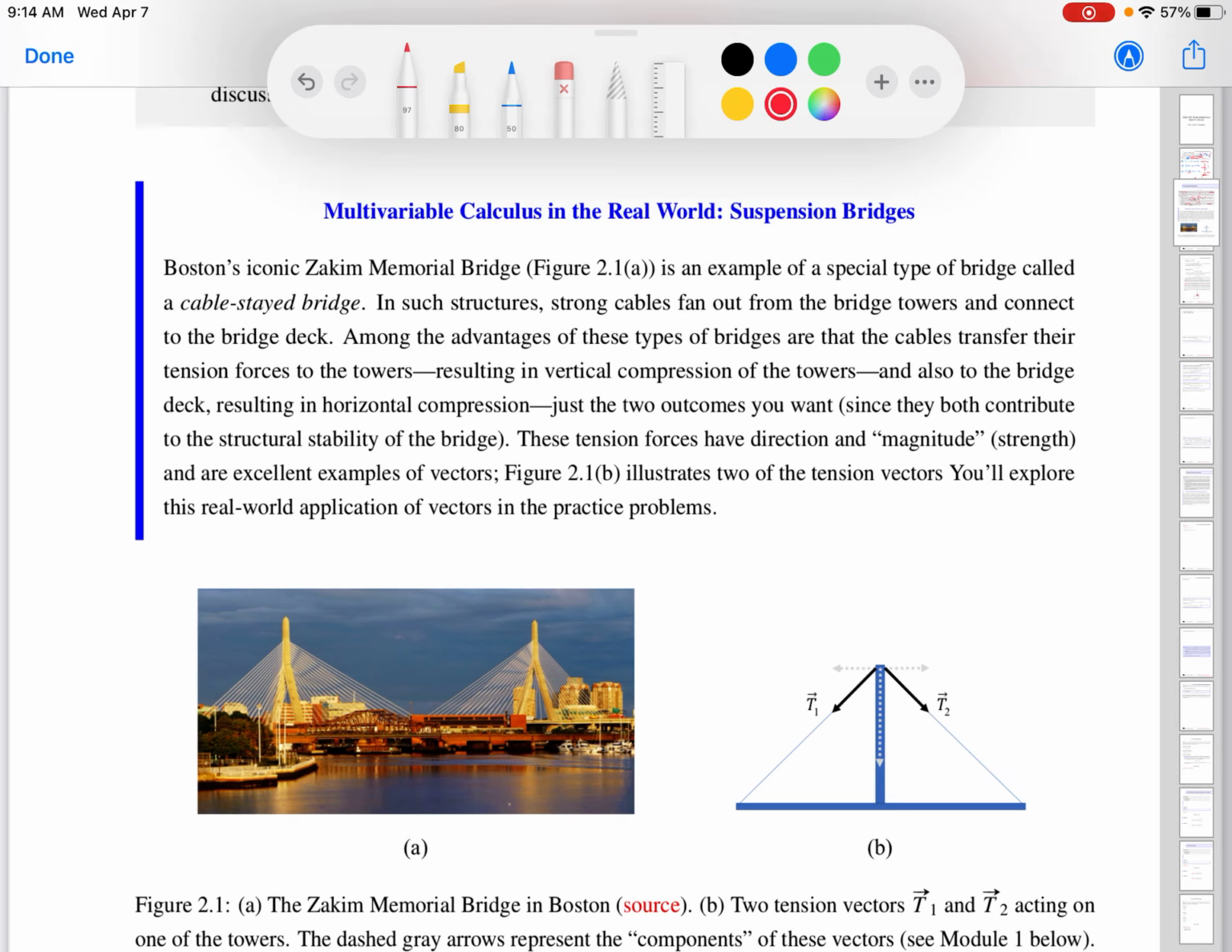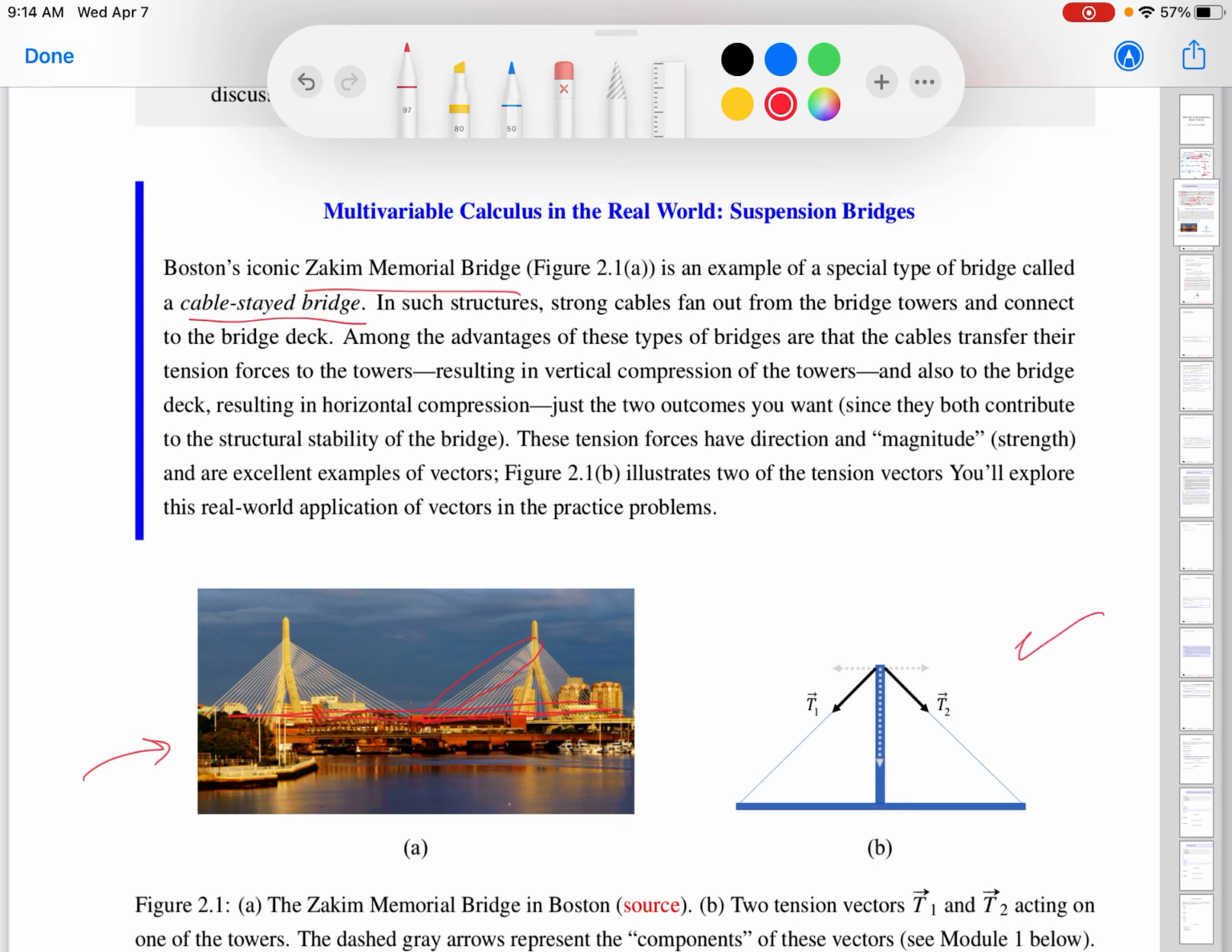If you've ever driven by Boston, you might have come across the Zakim Memorial Bridge. So here's a picture over here. Anyway, there's a lot of interesting engineering that is behind this type of bridge. This is a cable-stayed bridge, a specific type of bridge, where the cables come from the top of the bridge and kind of go down to the floor, if you will, the bridge itself.